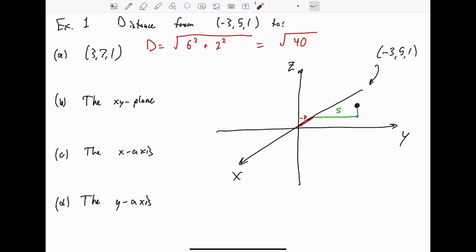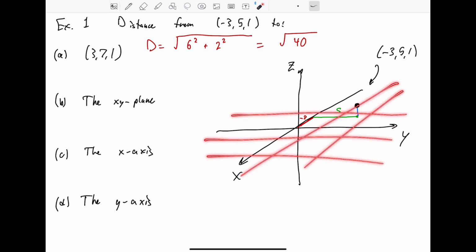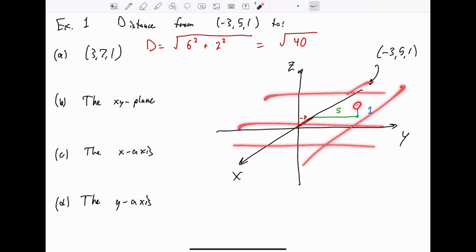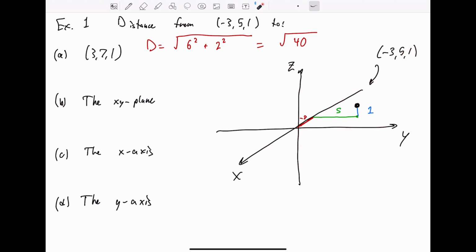What is the distance from this point to the xy plane? How do we find that? Well, the xy plane has the equation z equals 0. It's just this plane here where x and y can be anything, but z must be 0. What's the distance from this point to that plane? We just move straight down in the z direction until we arrive at the plane. And that z direction, that's just the z value of the point. That's a distance of 1. So the distance from this point to the xy plane is simply the value of the z component. That's 1.